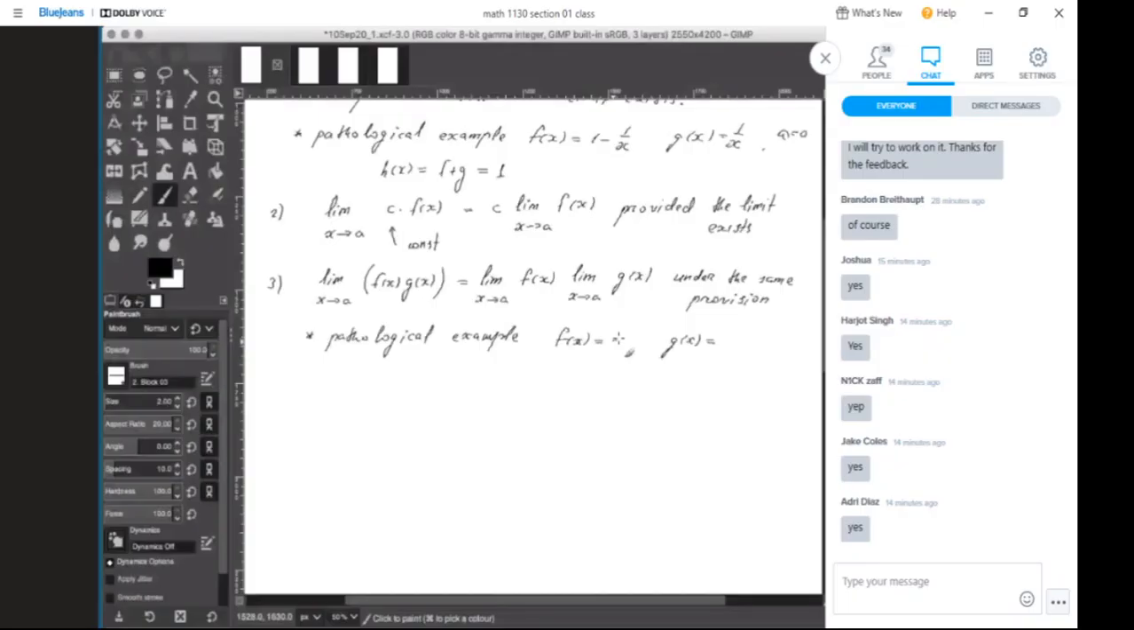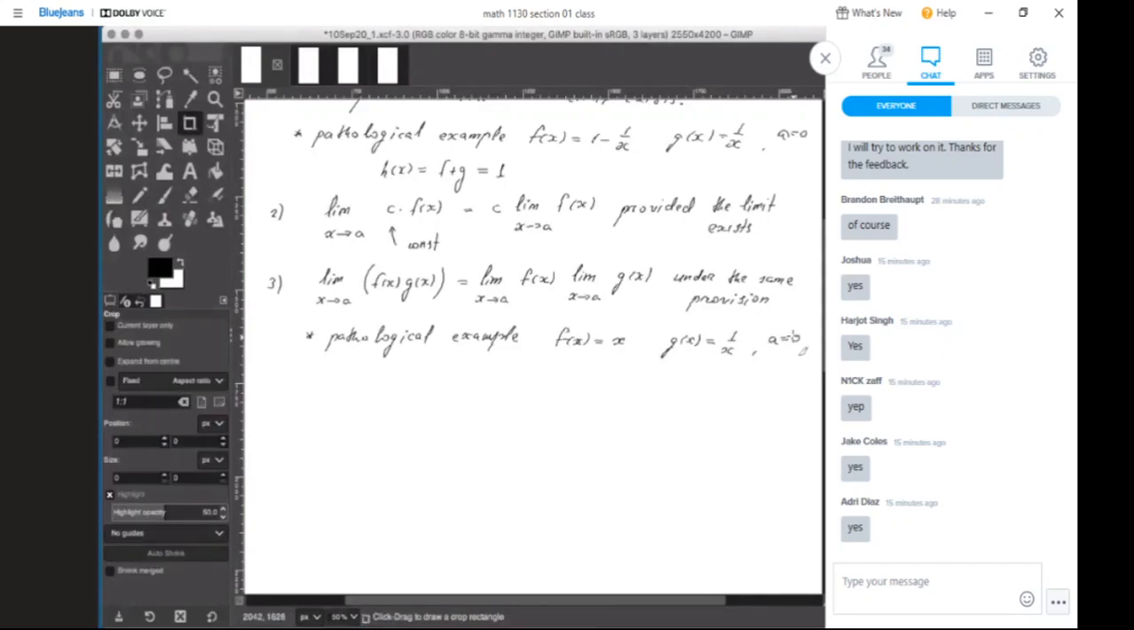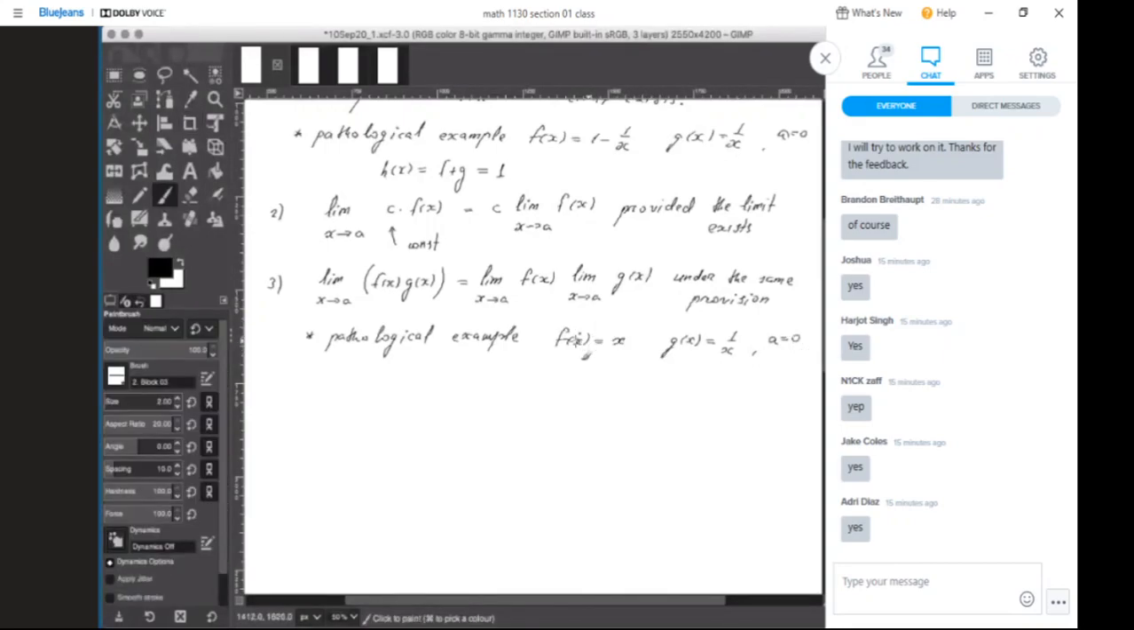So let's choose this to be x and this to be 1 over x, and the designated point is obviously 0. Okay, so you can see that the product will give 1 and the limit on the left will easily exist, but on the right this limit will exist but this limit won't. Okay, everyone is good with this?